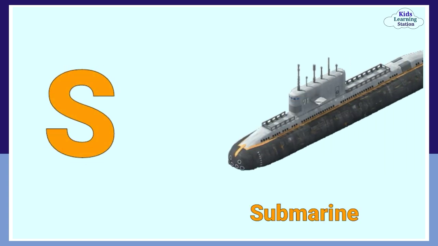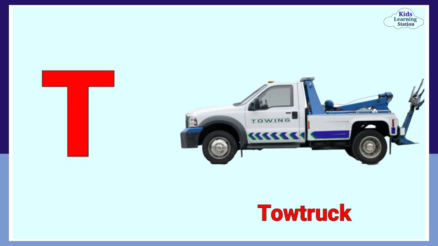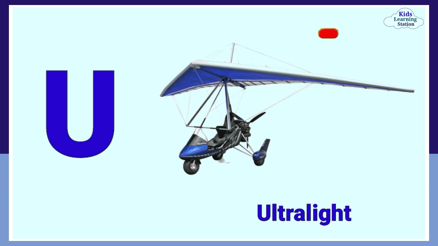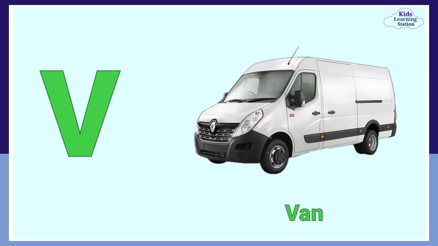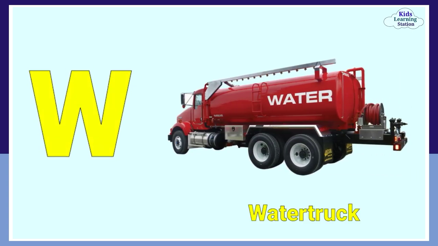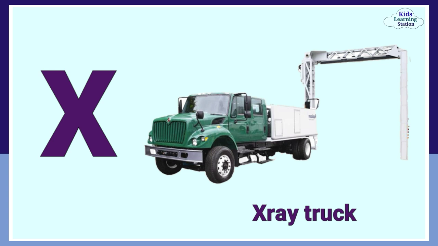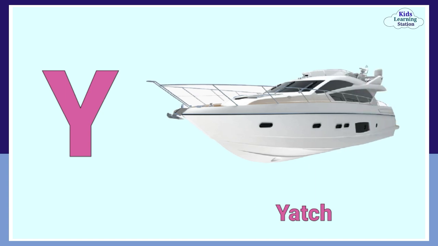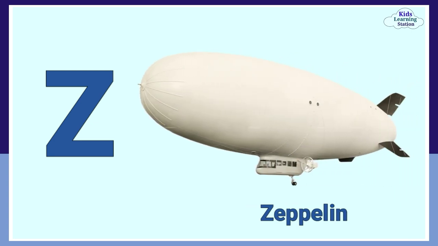S is for submarine. Submarine. T is for tow truck. Tow truck. U is for ultralight. Ultralight. V is for van. Van. W is for water truck. Water truck. X is for x-ray truck. X-ray truck. Y is for yacht. Yacht. Z is for zeppelin. Zeppelin.